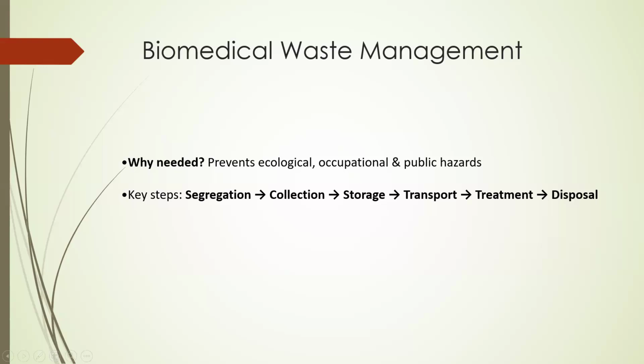First is segregation. Waste must be separated using designated color-coded bins or containers specific to waste types. For example, yellow for infectious waste, red for plastic waste, and blue for glass. Then collection. Waste should be collected in secure, leak-proof bags or containers and sealed properly.